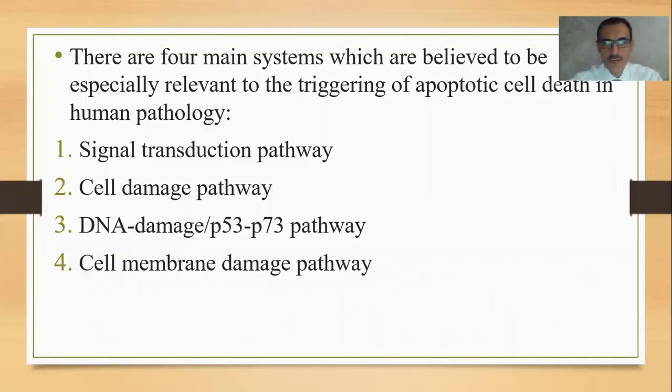There are four main systems which are believed to be especially relevant to the triggering of apoptotic cell death in human pathology. First is the signal transduction pathway. Second, the cell damage pathway. Third, DNA damage or the P53, P73 pathway, and fourth, the cell membrane damage pathway.